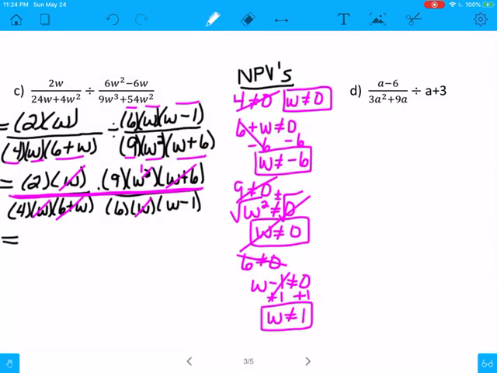So I'm going to put together my numbers. 2 times 9 is 18, and I still have a w. In the bottom, I have 6 times 4, which is 24. And I have a w minus 1. Now those w's are not going to cancel because w minus 1 is attached. It's only going away if there's a w minus 1 in the numerator, which there's not.